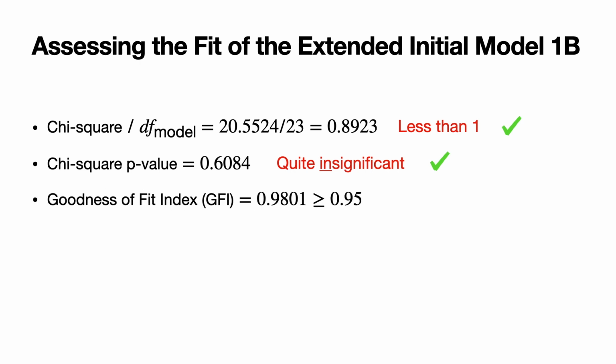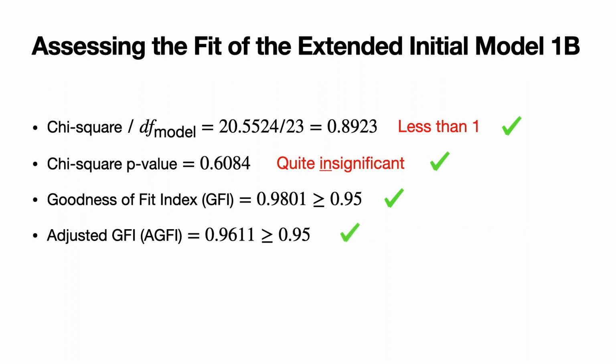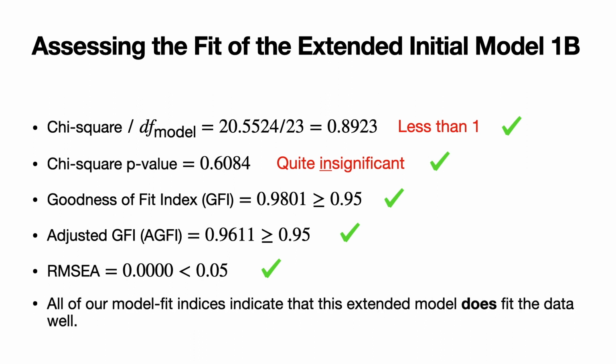The goodness of fit index, the GFI, at 0.9801 is greater than or equal to 0.95, and so that's a good sign. The adjusted GFI at 0.9611 is also greater than or equal to 0.95, and that's a good sign as well. And finally, the root mean squared error of approximation, rounded to 4 decimal places, is 0. That's less than 0.05, and so that's a good thing. And so all of our model fit indices indicate that this extended model does fit the data well.